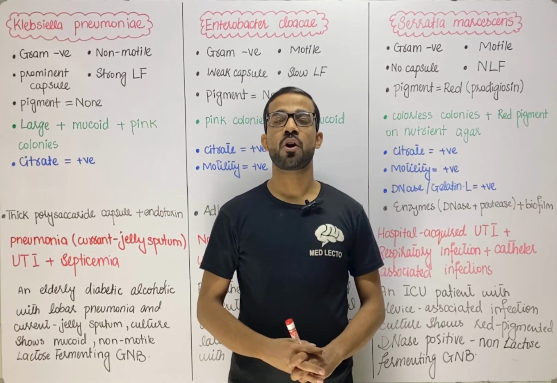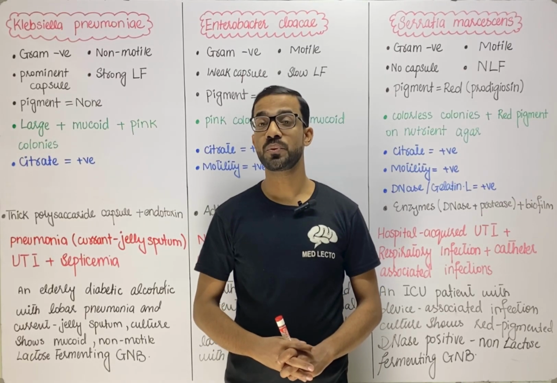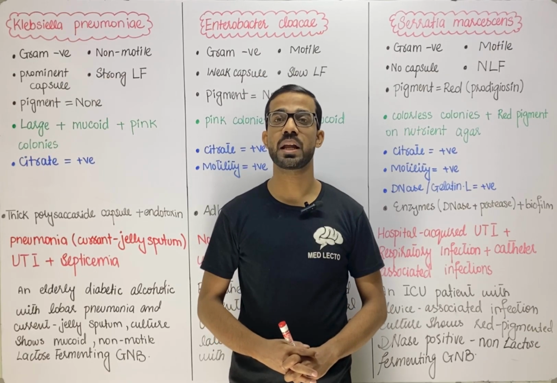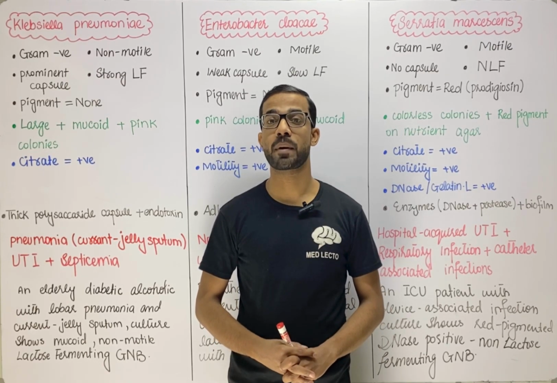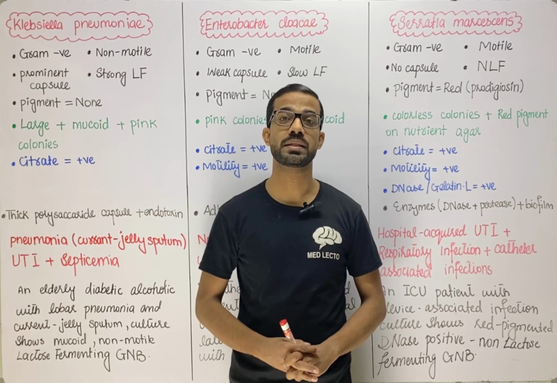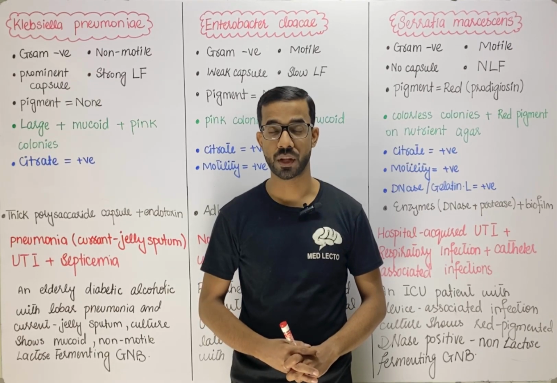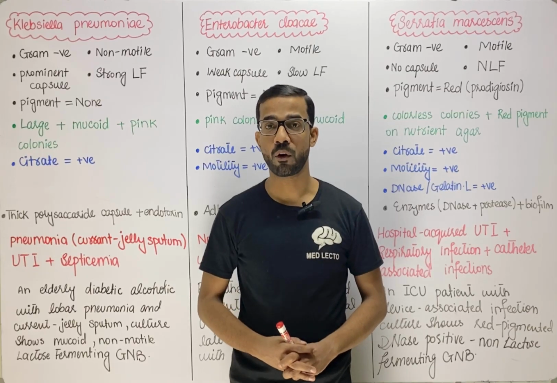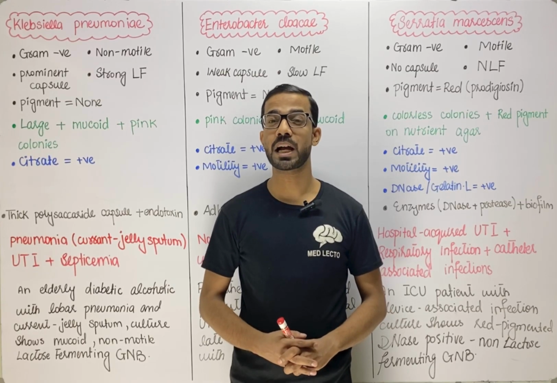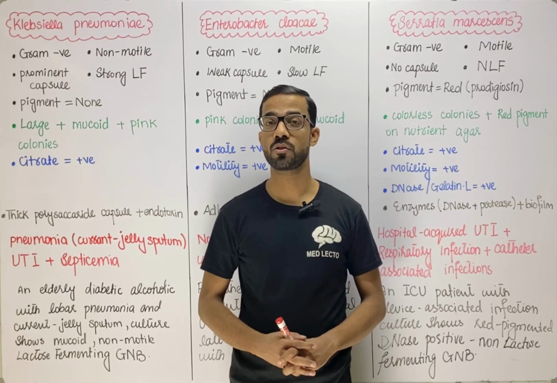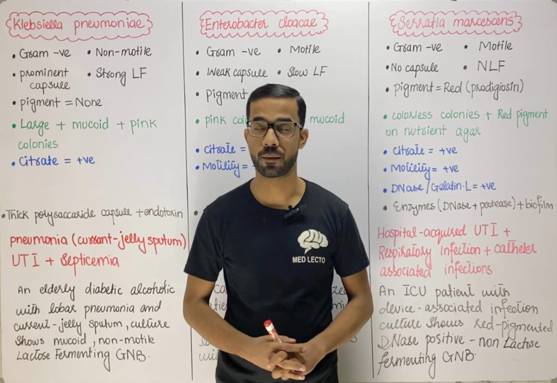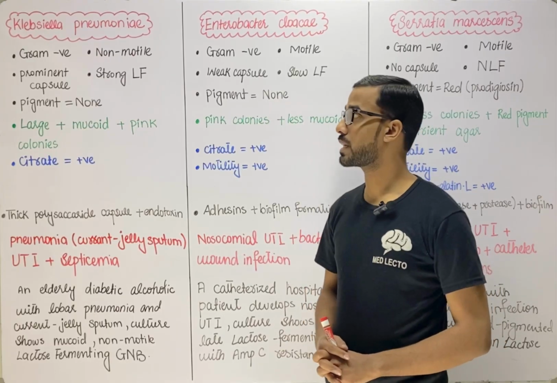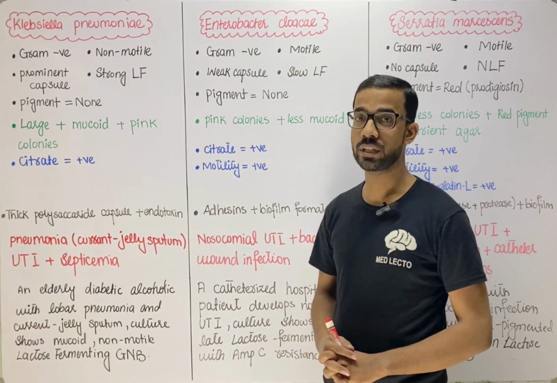In this lecture, we are going to discuss the difference between the three most important bacteria. First one is the Klebsiella pneumoniae, second is the Enterobacter cloacae, and the third is the Serratia marcescens. We will see how these bacteria differ from each other, and along with that we will also see the clinical scenario related to each bacteria.